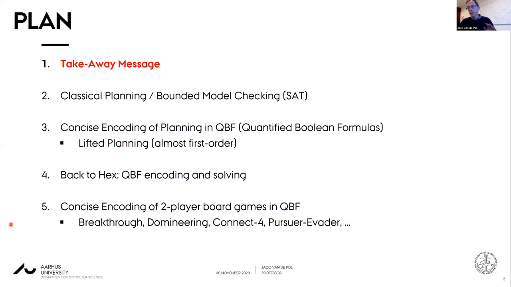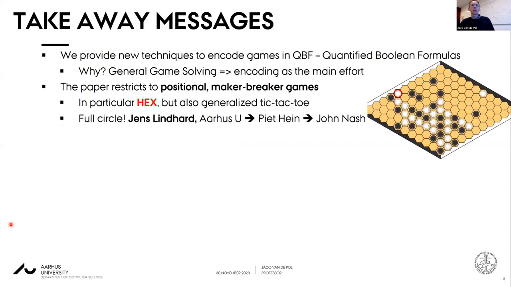I have too much material, so I decided to start with a short version of the lecture. That's the takeaway message, and then I will see where we get. So the takeaway message is that we provide new techniques to encode a game in QBF. Of course, QBF is already a sort of game. But for instance, in the paper, we restrict to positional maker-breaker games, and we have a translation of those games in QBF, which is more concise than previous encodings. And our main motivation is to solve games in a kind of independent way with a general solver, not with a specific tool per game, but with a general solver, like a SAT solver or QBF solver or planning tool, that kind of thing.